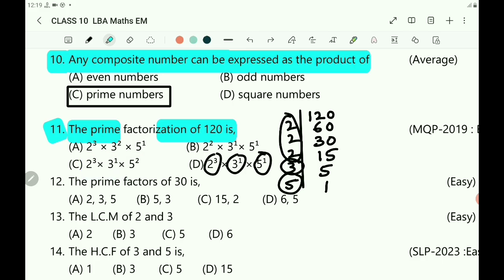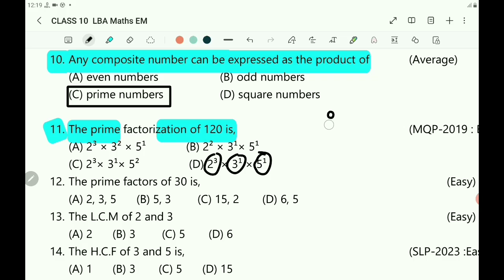And in option D, here you can get 2 cube and 3 power 1 and 5 power 1, which is a correct answer. So you go through option D. Option D, 2 power 3, 3 power 1, 5 power 1. Option D is the correct answer. If you factorize directly, you can identify the correct answer.